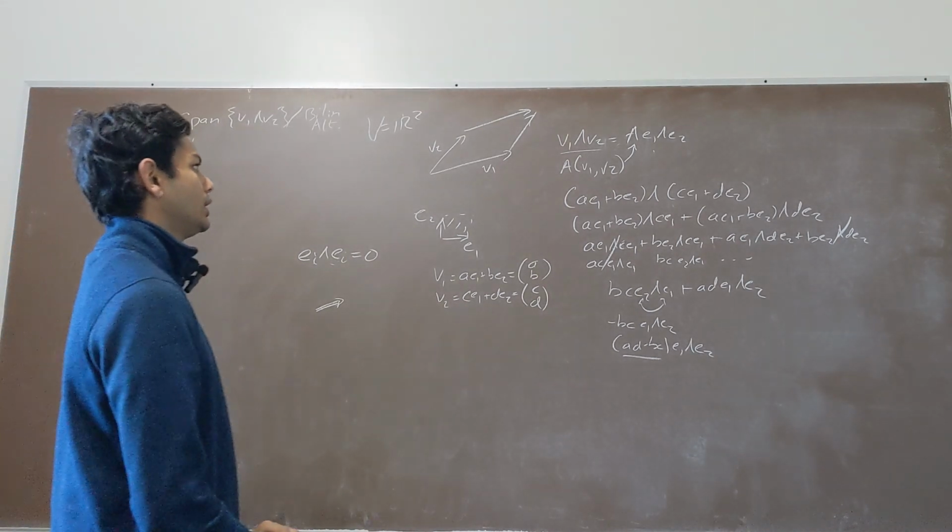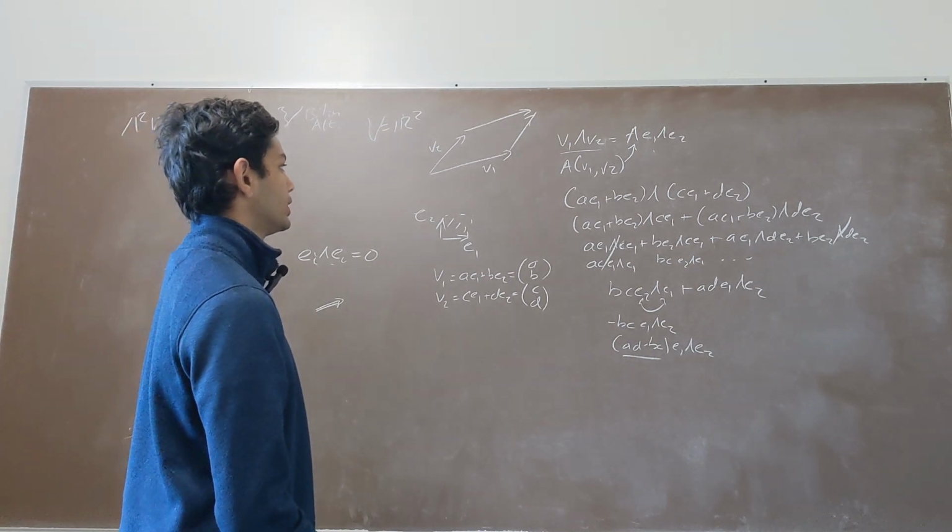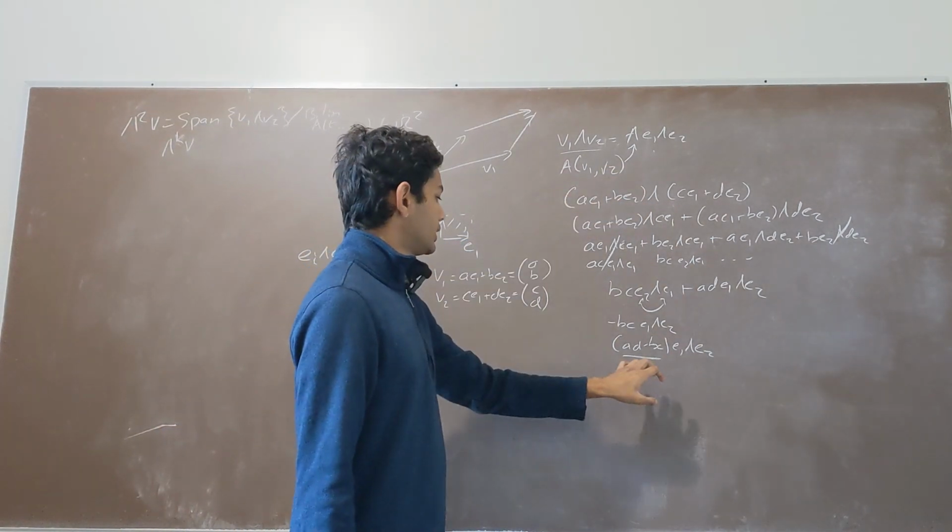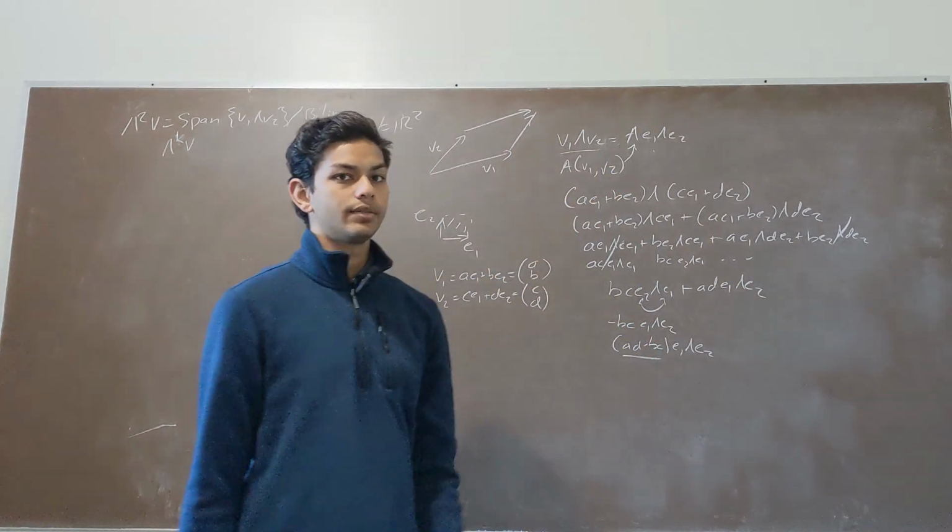so now we want to have a nice way to express the area of v1 and v2, not in terms of the coefficients, but in terms of v1 and v2 themselves.